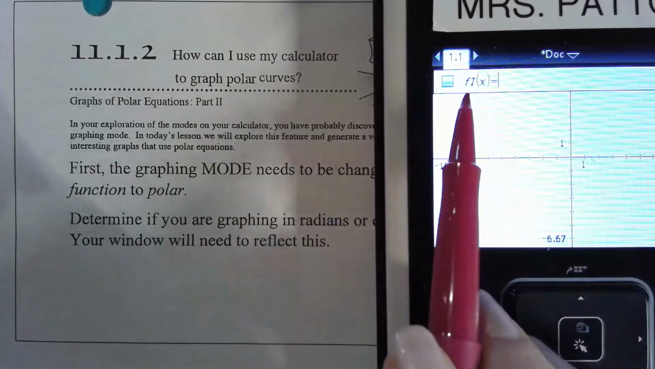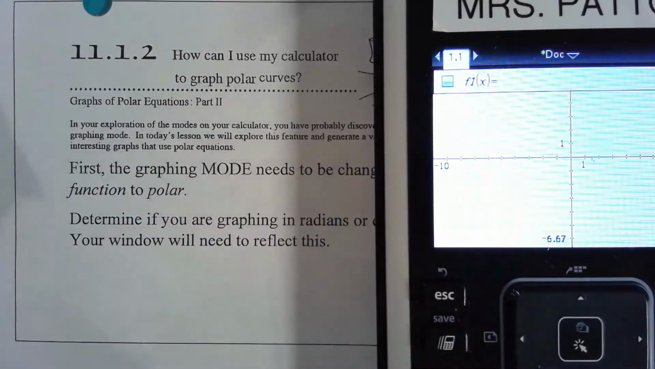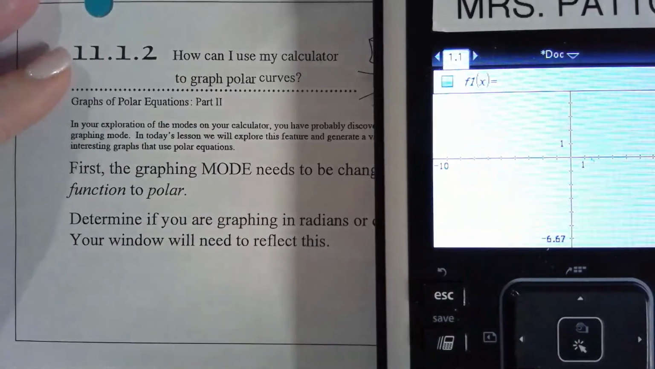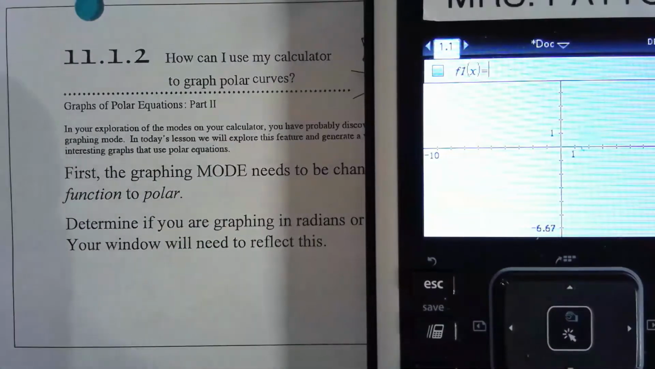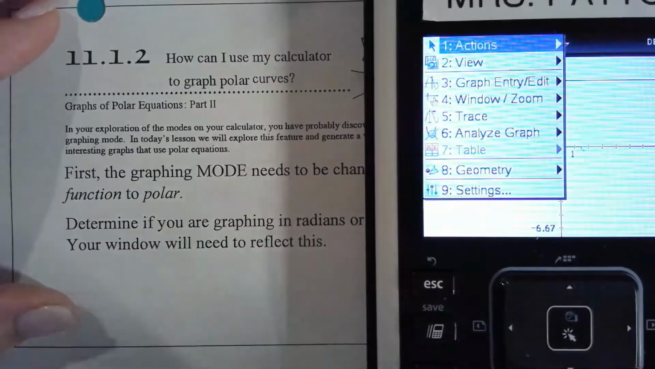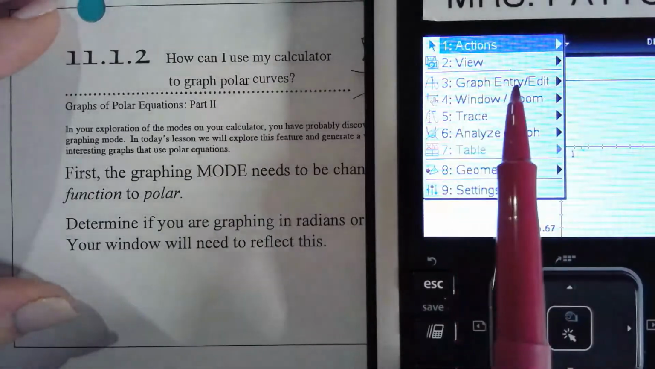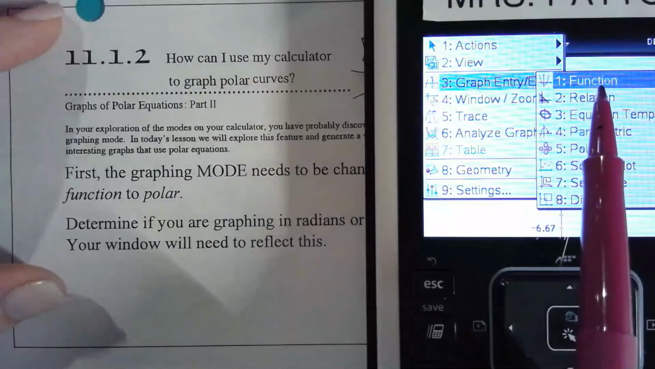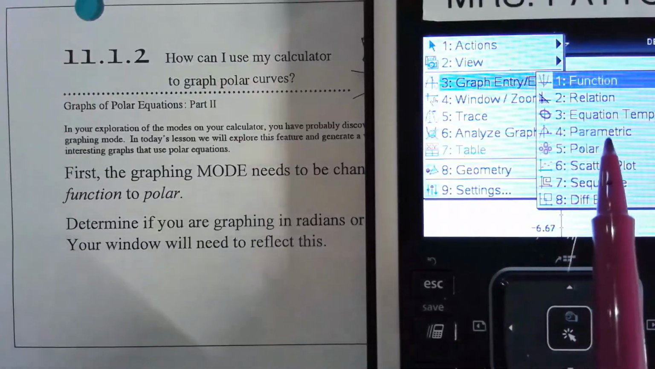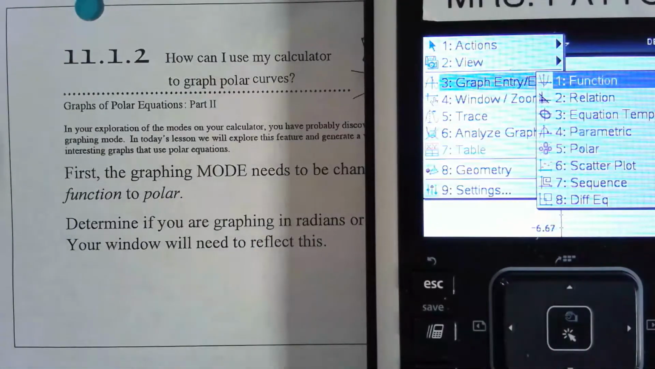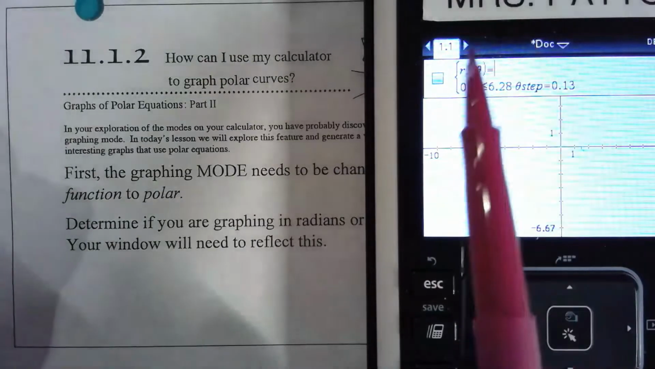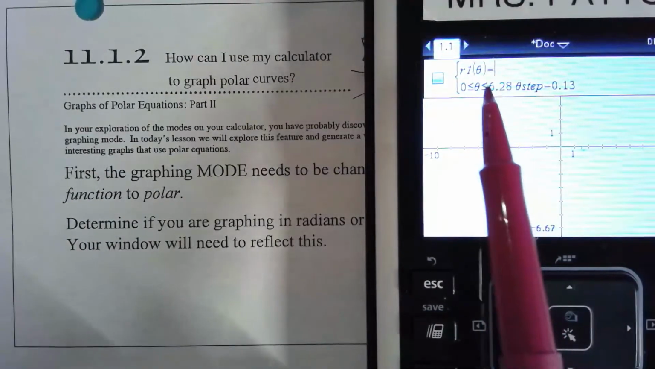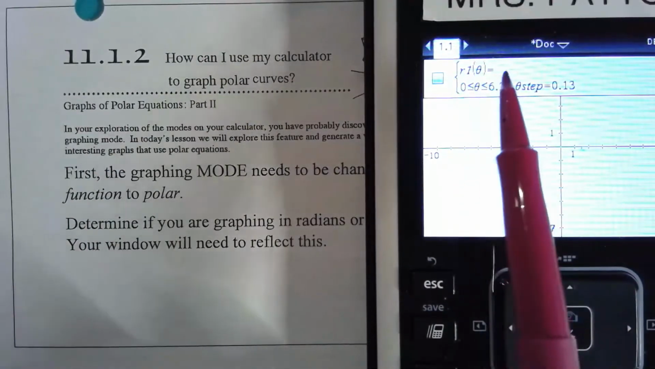And right now it says f of x. We don't want f of x. Just like on the 84, it'll say y1. We don't want y equals. So I'm going to hit menu. I'm going to go down to number 3, which is graph entry. And when you look at this list right now, we're in functions. And we're going to go down. We see number 5 says polar. And that changes. Now it looks a lot different. So now it says r of theta equals.